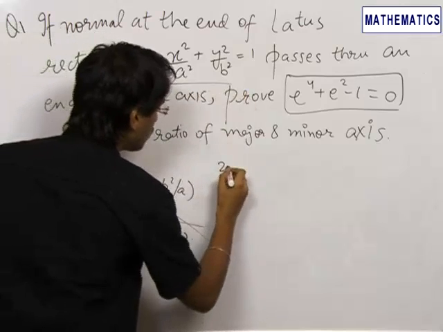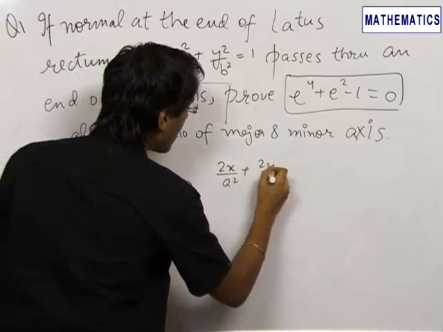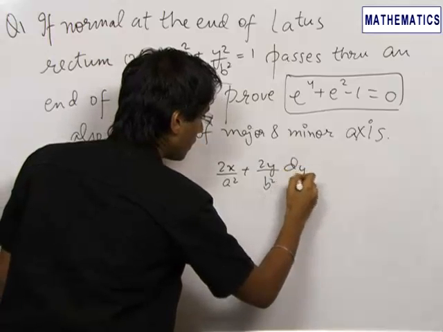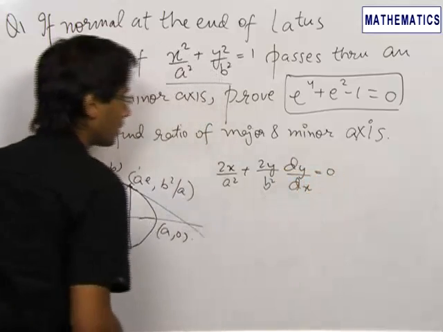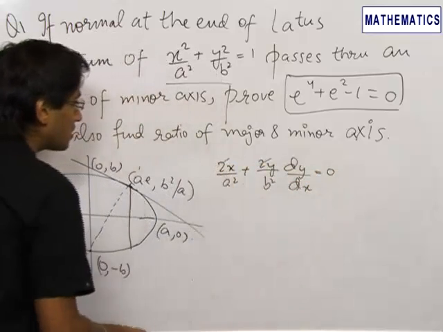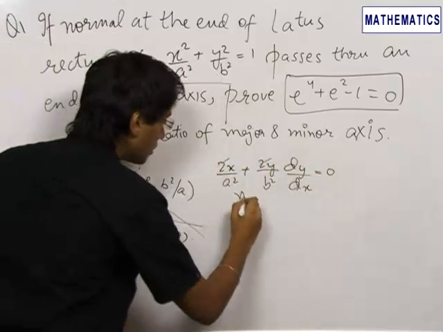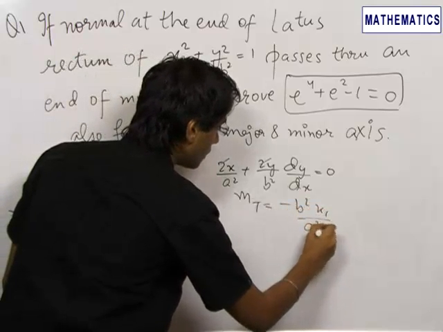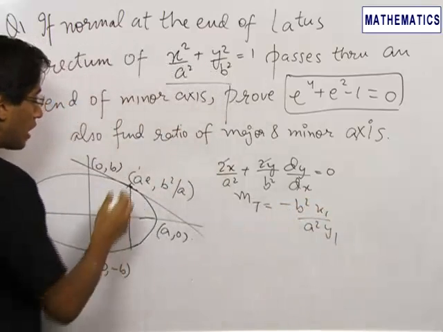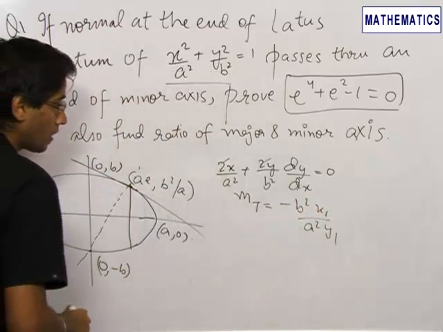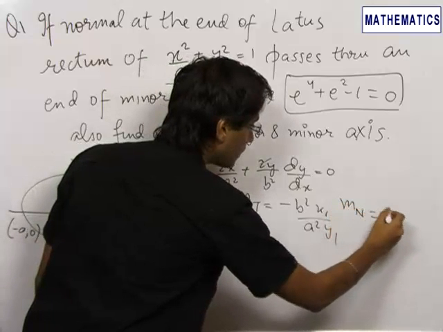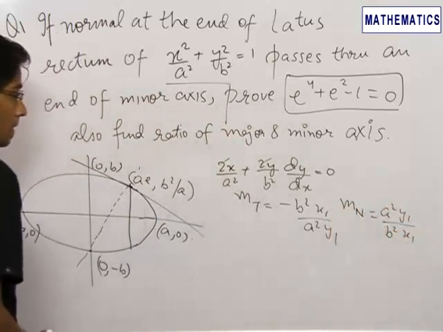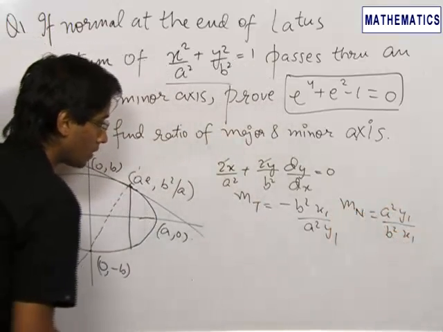Differentiating the equation, we get 2x by a square plus 2y by b square into dy by dx is equal to 0. This dy by dx represents the slope of the tangent at any point on the ellipse. So the slope of tangent is equal to minus b square x1 upon a square y1, if x1 comma y1 is the point at which the tangent has been made. So the slope of normal will be equal to a square y1 upon b square x1, which is the negative reciprocal of the slope of tangent.